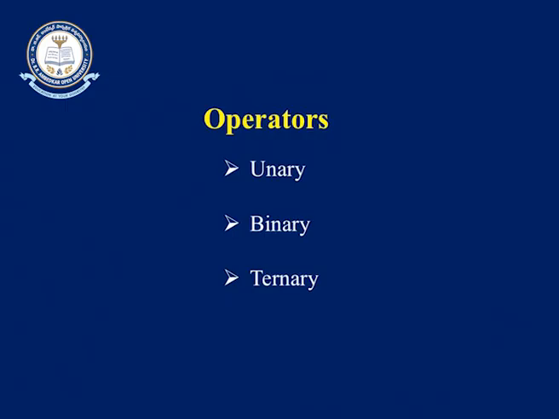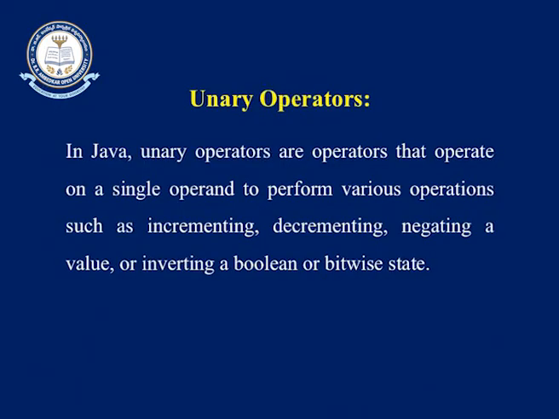Basically, operators are categorized into three types. As you can see on the screen, there are unary type, binary type and ternary type. All these operations are a mix of operators and operands. Let's start with unary operators.